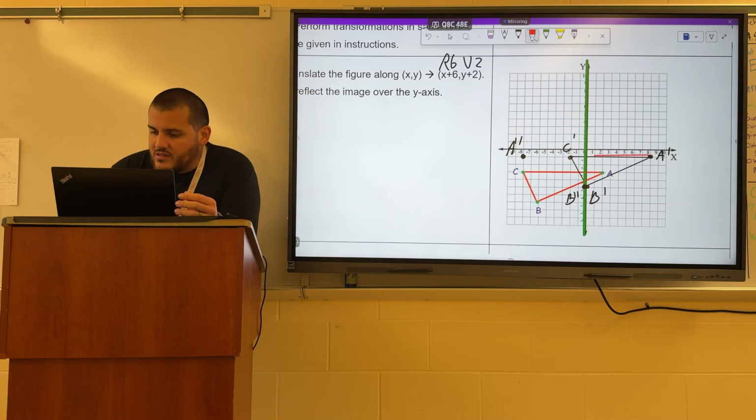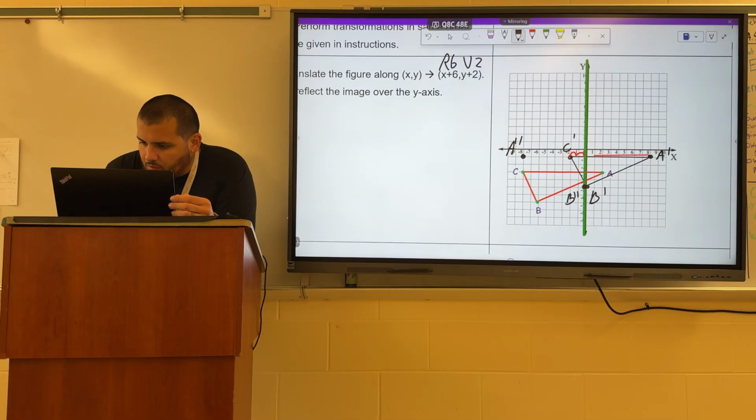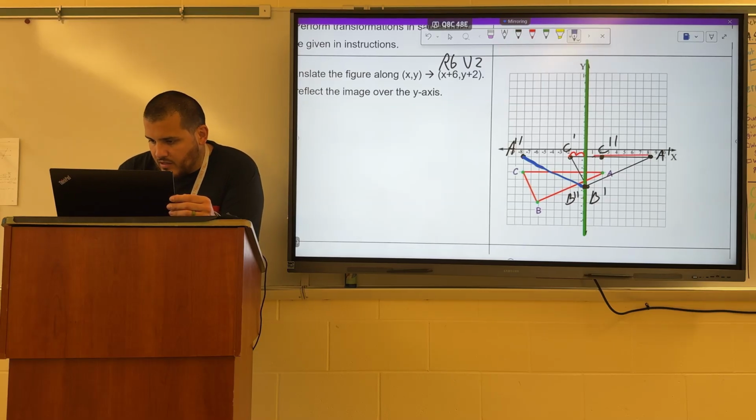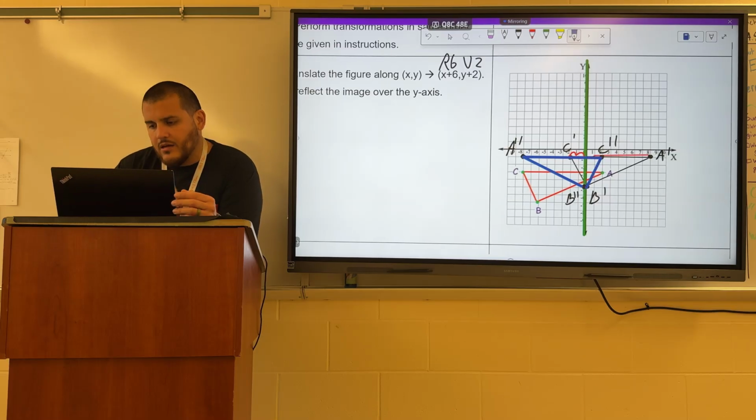C prime is 2 units to the left, so if I count the same 2 units to the other side, I'll be able to graph C double prime right there, and I'll do this one in a different color here, just so that it sticks out for us. There is ABC double prime.